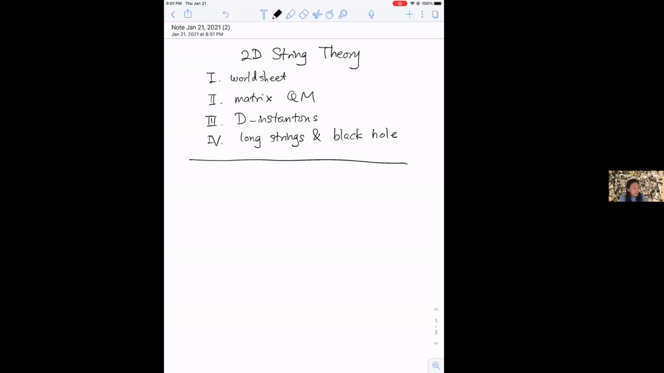The plan is the following. For the four lectures, roughly speaking, I'm going to hopefully discuss the worldsheet formulation of 2D string theory in the first lecture. In the second lecture, I'll discuss the dual matrix quantum mechanics. In the third lecture, I'll discuss the instantons, which will have a little bit of overlap, at least conceptually, with Ashoke Sen's lectures. And in the fourth lecture, I'll discuss the issues of long strings, the so-called Nansen effect of the matrix model, and black holes in the context of 2D string theory.